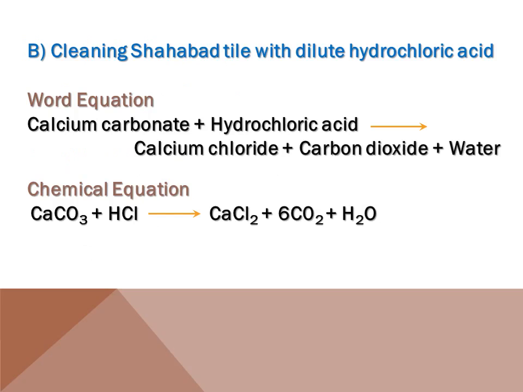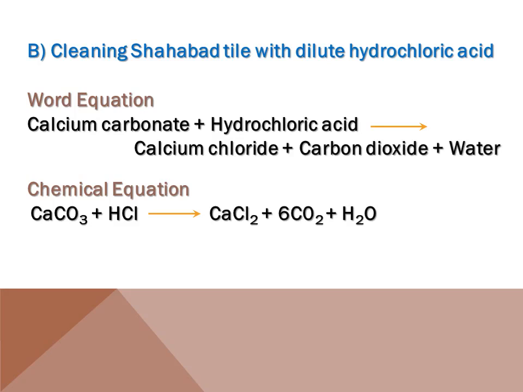Cleaning Shahbad tile with dilute hydrochloric acid. The chemical composition of Shahbad tile is mainly calcium carbonate. During its cleaning with hydrochloric acid, the upper layer of the tile reacts with hydrochloric acid and three products are formed. One of them is calcium chloride, which, being soluble in water, gets washed away with water. The second product is carbon dioxide. It bubbles and mixes up in air. The third product, water, mixes with water.